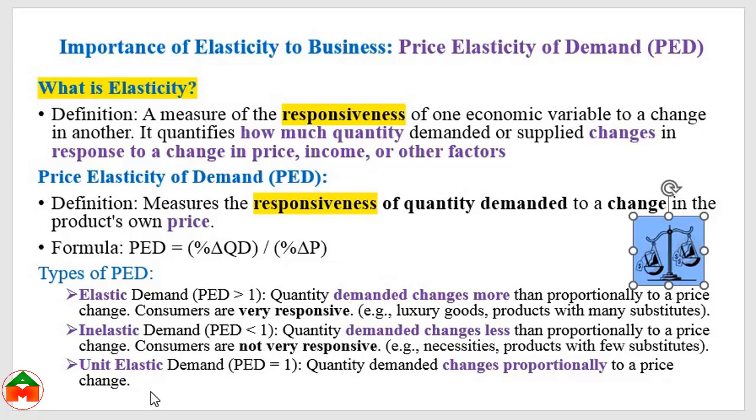Lastly, you can see unit elastic demand indicates that the price elasticity of demand is equal to 1, where the demand changes proportionately to the price change. The change in price will create proportional impact on the change in demand. That kind of proportional change is known as unit elastic demand, where the price elasticity of demand is equal to 1.